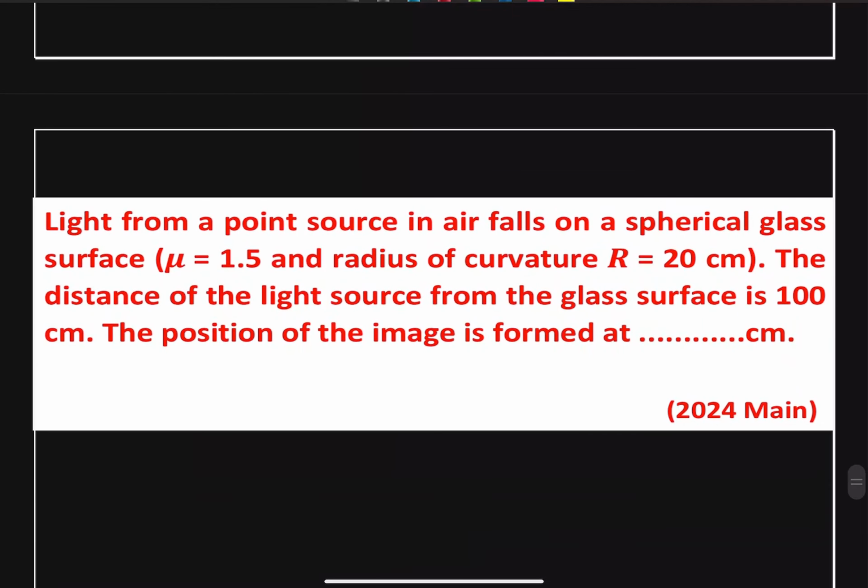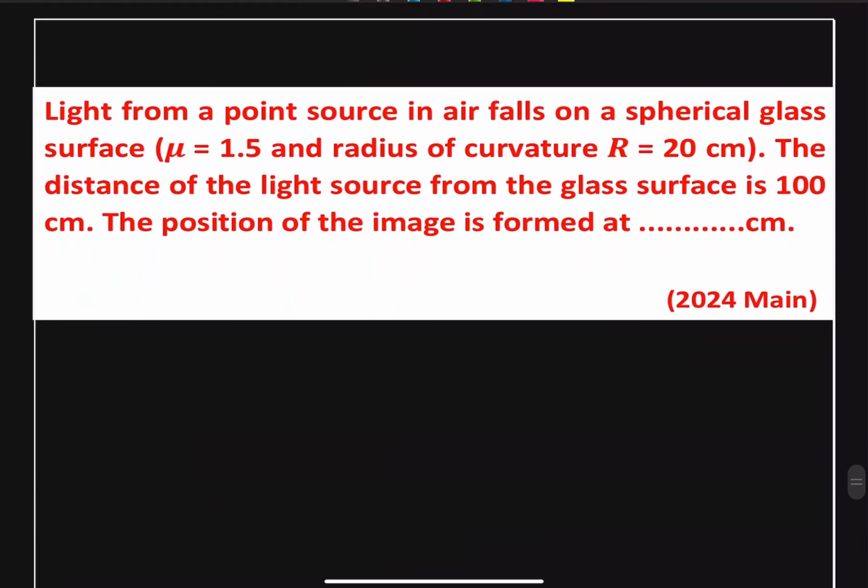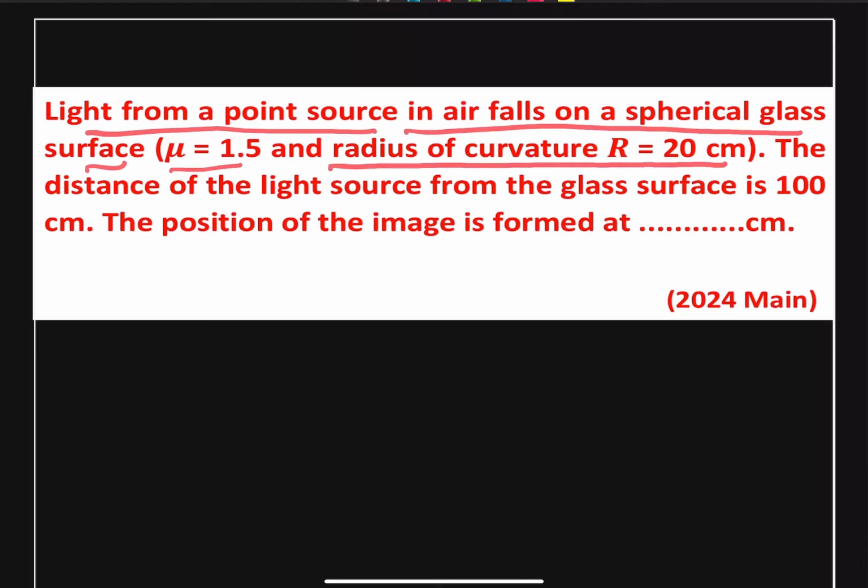It is said that light from a point source in air falls on a spherical glass surface, mu 1.5 and radius of curvature r 20 centimeter. The distance of the light source from the glass surface is 100 centimeter. The position of the image is formed at? So here we are given a spherical surface, so we are going to use the refraction formula for a spherical surface, and all the values are given to us. We can directly substitute the values.